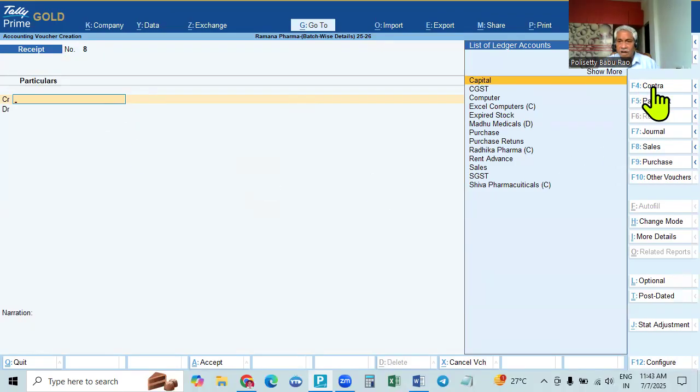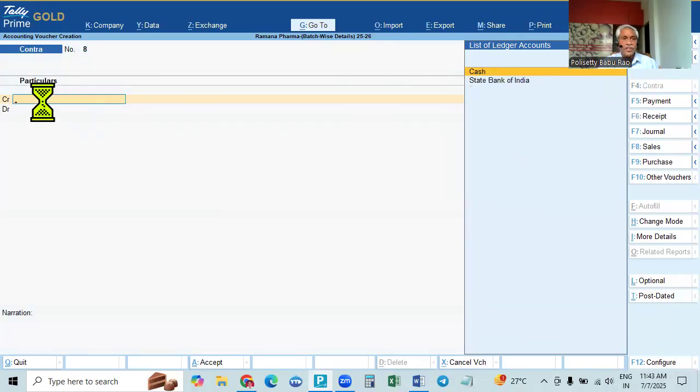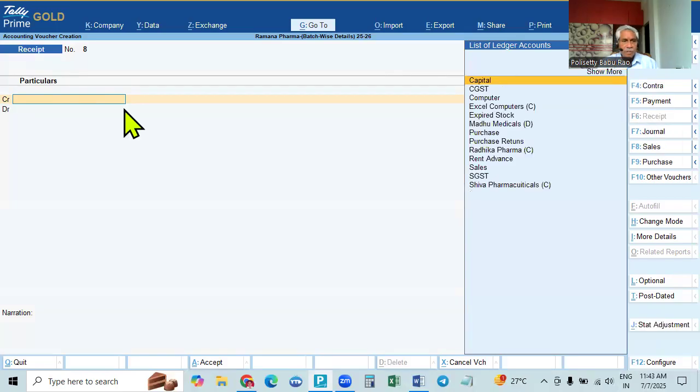Contra will start with credit, and receipt also starts with credit. Payment and journal start with debit. Remember this: contra F4 and receipt F6 start with credit. Payment F5 and journal F7 start with debit.